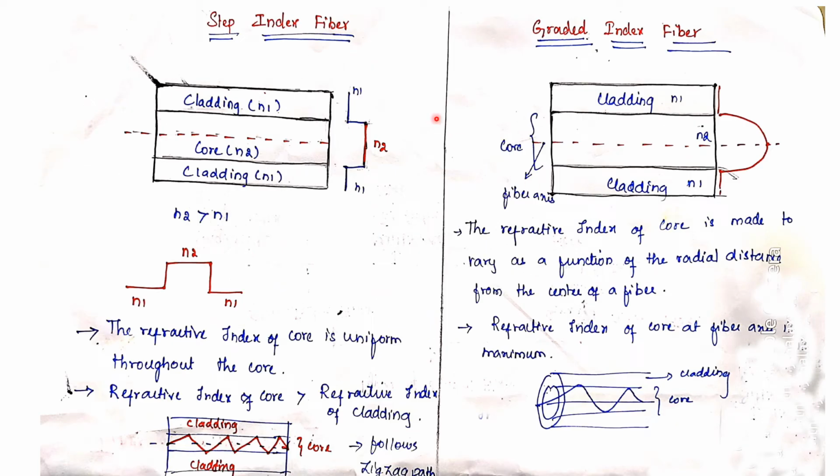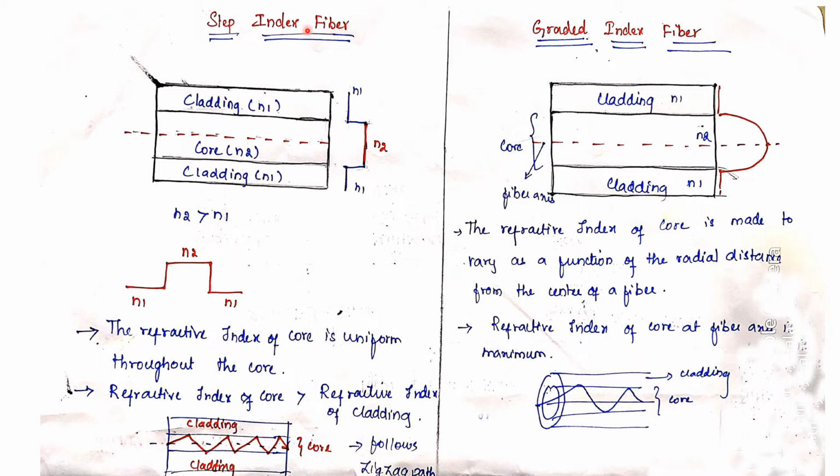The first one is step index fiber. This is the cross section of optical fiber. The central part of the optical fiber is core and the outermost part of the optical fiber is cladding. Here N2 represents the refractive index of core, whereas N1 represents the refractive index of cladding. We have a greater refractive index of core when compared to the refractive index of cladding. That means N2 is greater than N1. So I have drawn like this. We have a higher refractive index N2 when compared to this N1.